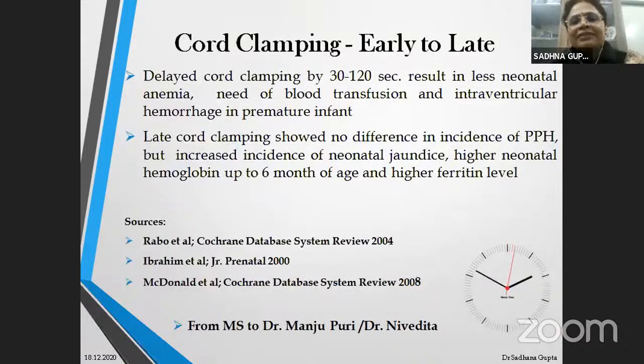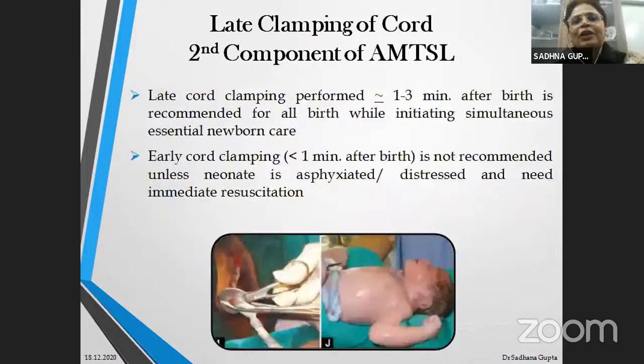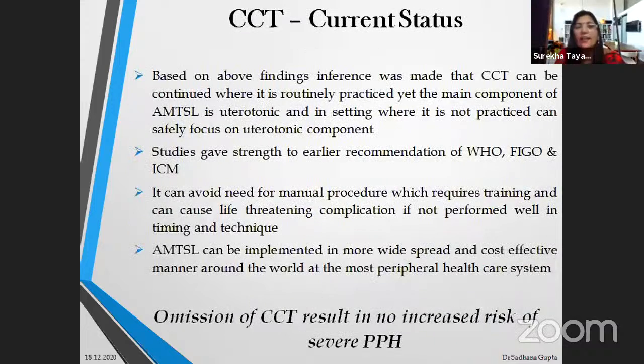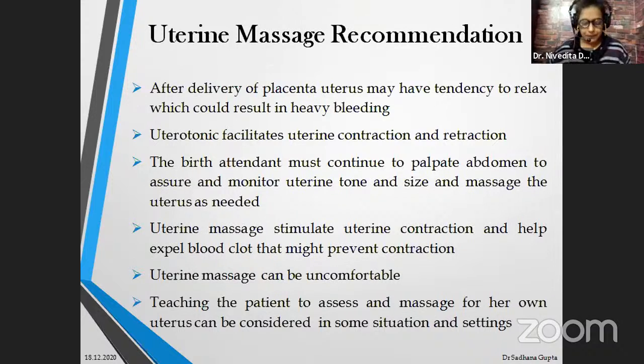Cord clamping, I think we have already covered. Delayed cord clamping will go a long way for an anemia free India. We are also doing skin contact. Even for cesarean section, delayed cord clamping should be recommended. It improves circulation, and decreases the chances of necrotizing enterocolitis and intraventricular hemorrhage. So all the recommendations are in favor of delayed cord clamping.